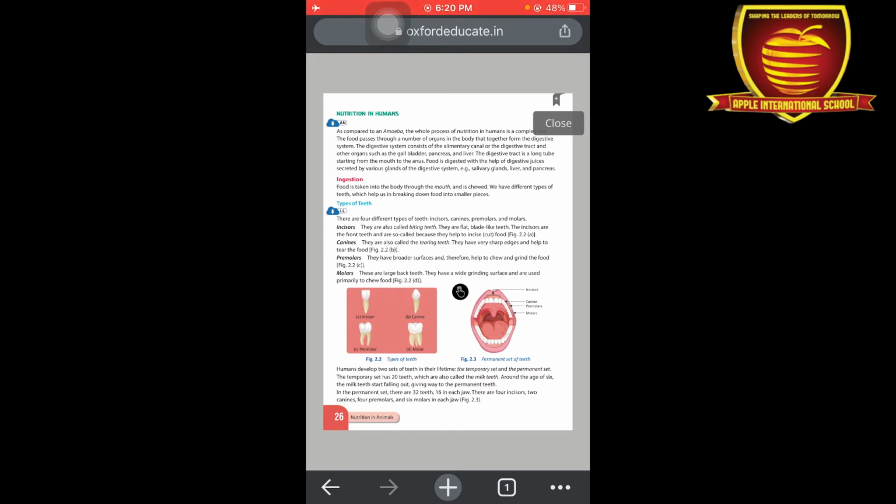As you see in the picture, the incisors are very sharp. They are also called biting teeth. They are flat blade-like teeth. The incisors are the front teeth and are so called because they help to incise.